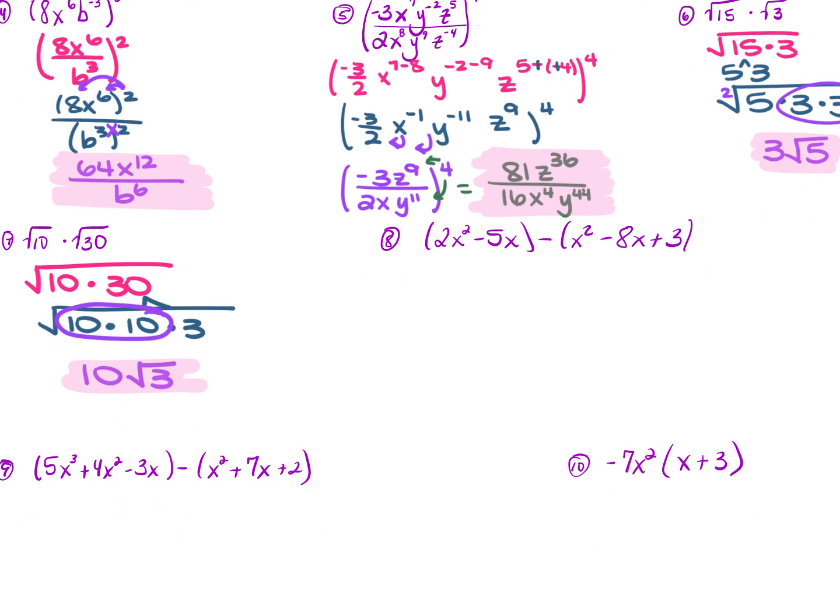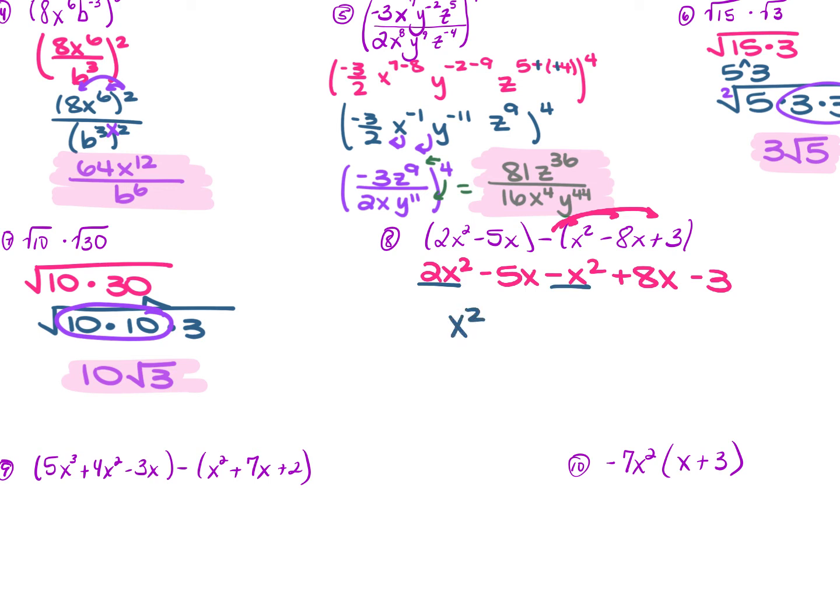For example 8, we have 2x squared minus 5x, minus, x squared minus 8x plus 3. Because there is a minus sign or a negative in between these two sets of parentheses, we are going to distribute that negative into the second set of parentheses and change the sign on each of those terms. This is going to give us 2x squared minus 5x minus x squared plus 8x minus 3. From here, we're going to combine like terms and write our answer in standard form. Starting with the 2x squared, the only other term that has the x squared is the negative x squared. So we combine those to get x squared.